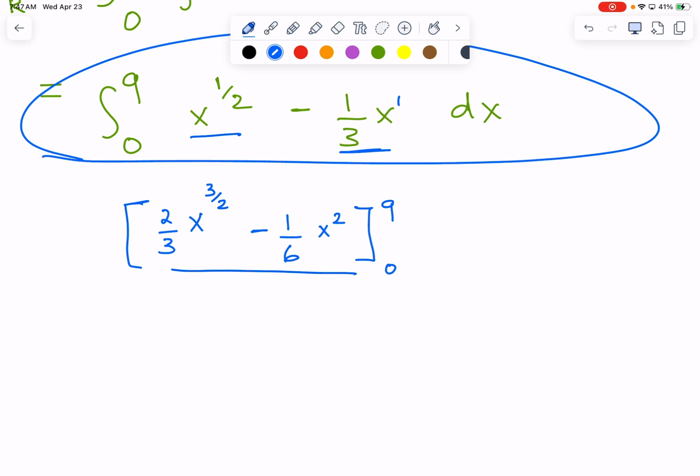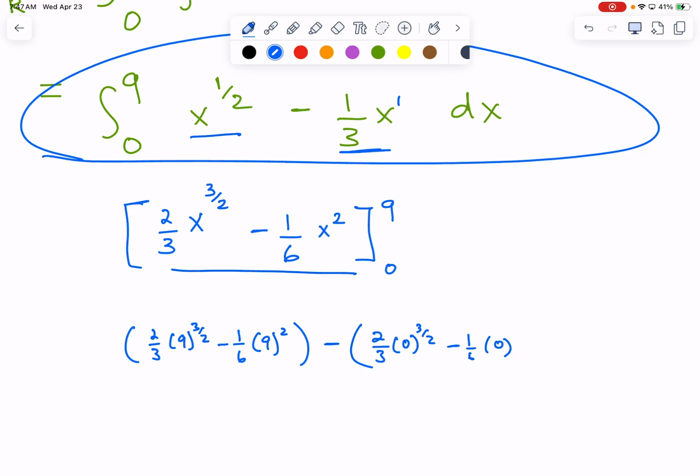So which number do you plug in first? The 9. So you're going to have 2/3 times 9 to the 3/2 minus 1/6 times 9 squared, minus 2/3 times 0 to the 3/2 minus 1/6 times 0 squared. Well, that's going to be nice because all this is just going to what?